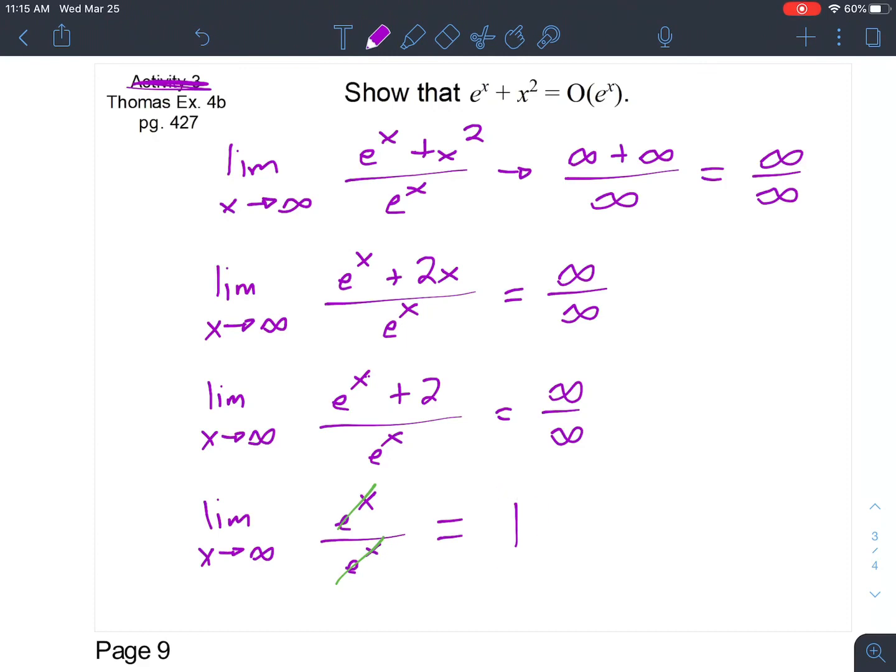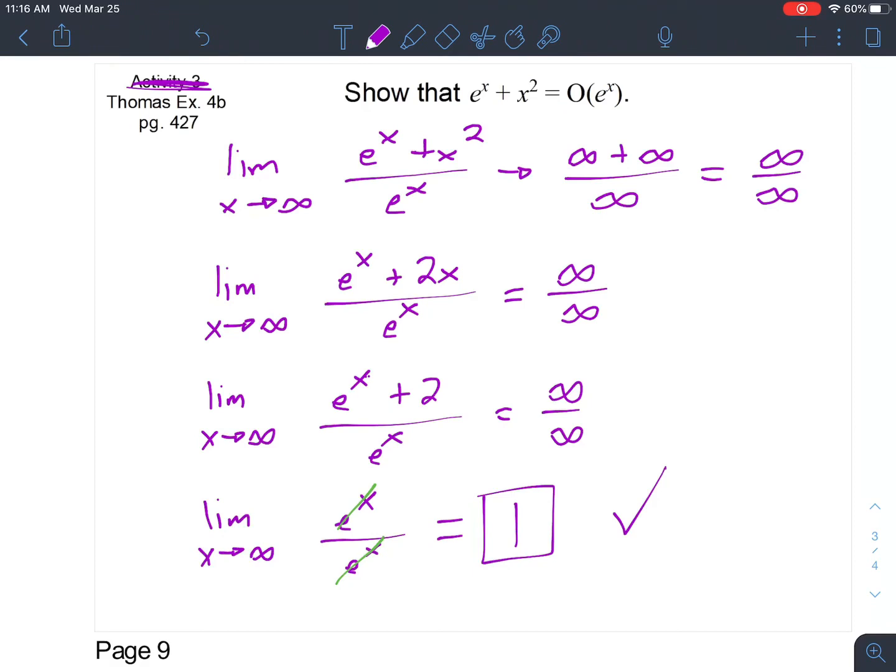And because we found a non-zero constant, we have shown then that e to the x plus x squared is going to be big O of e to the x. In other words, these two functions up at the top grow at roughly the same rate.